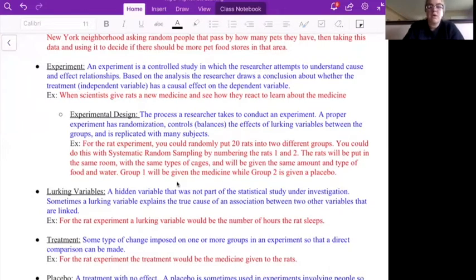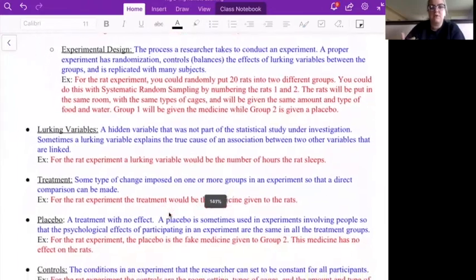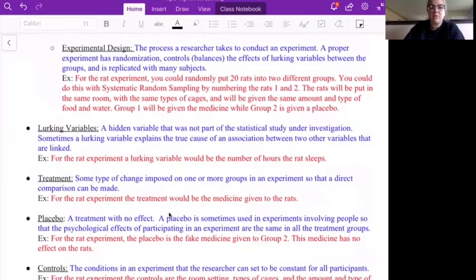So that is our experimental design, and we're going to break it down. The lurking variable is a hidden variable that was not part of the statistical study under investigation. Some lurking variables explain the true cause of the association between the 2 variables that are linked. For example, for the rat experiment, a lurking variable would be the number of hours the rats sleep.